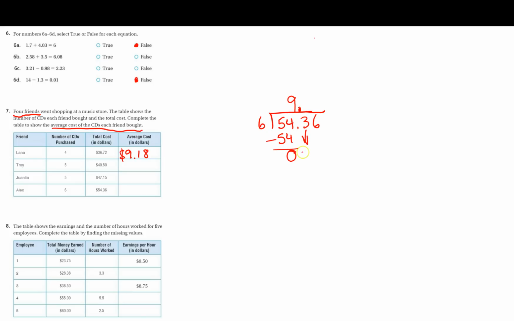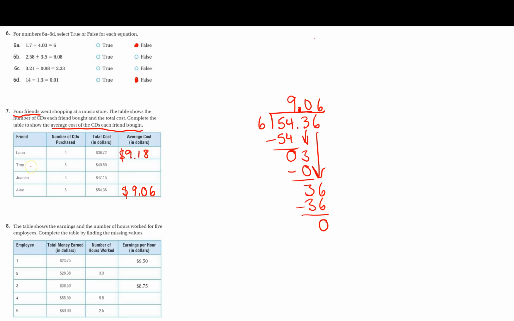Bring down my 3. 6 goes into 3 0 times. 0 times 6 is 0. Subtract gives me 3. Bring down my 6. 6 goes into 36 6 times. 6 times 6 is 36. Subtract gives me 0. So Alex spent $9.06 per CD. So Alex actually spent less per CD, more total because he bought 2 more CDs.